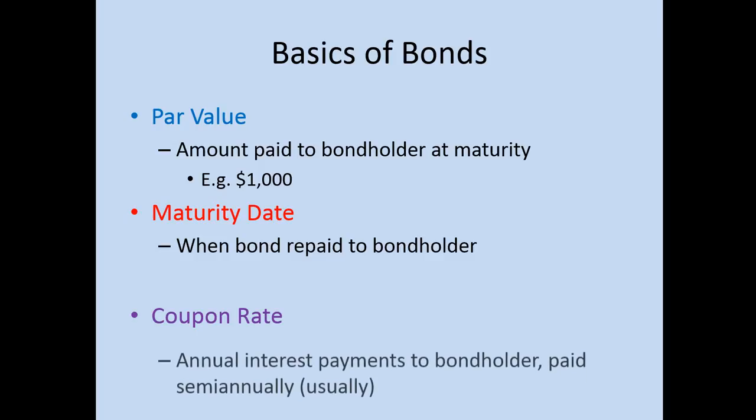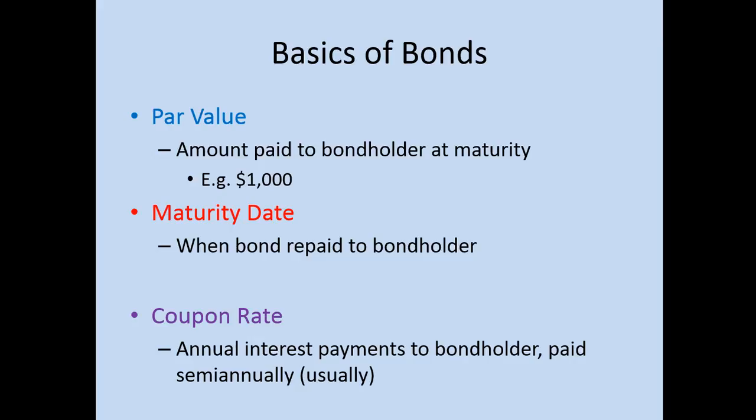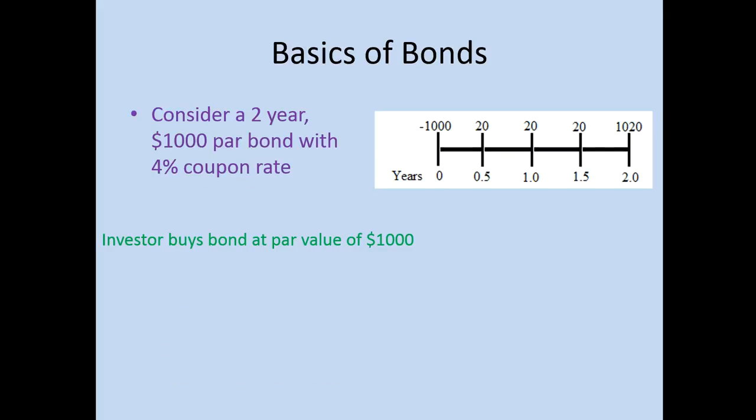And the coupon rate is important because bonds also possess annual interest payments. Just like you trying to pay off your loan and you pay interest, companies will pay interest to you, and that's specified by what's called the coupon rate. Coupon rates are annual interest rates, but they're usually paid semi-annually, so twice a year. And let's look at an example of that.